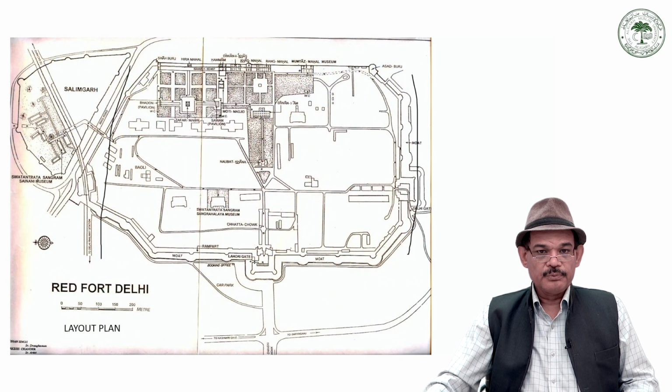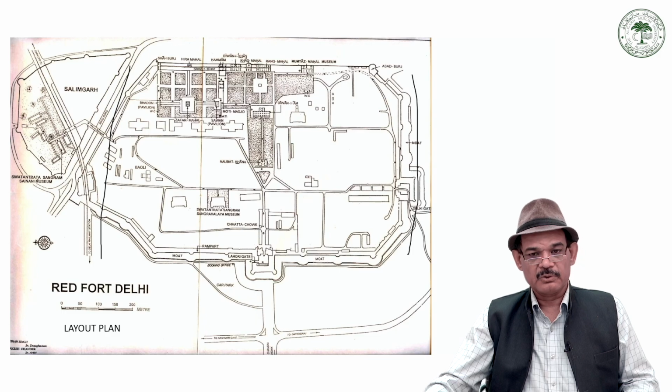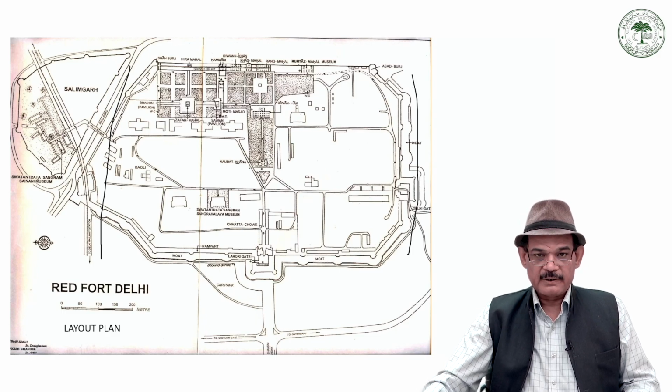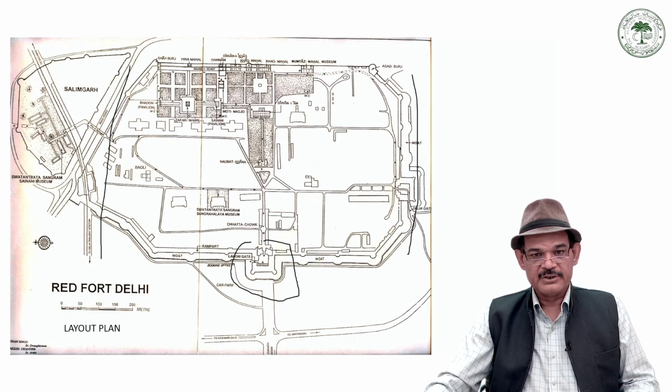And these walls have been used as an enclosure to this cluster of buildings built for royal and official purposes. This Red Fort has five gates, of which two are major.